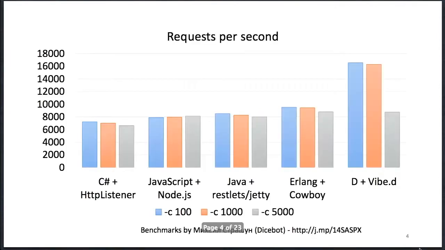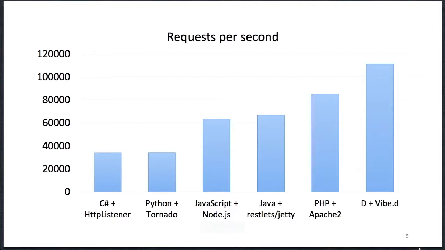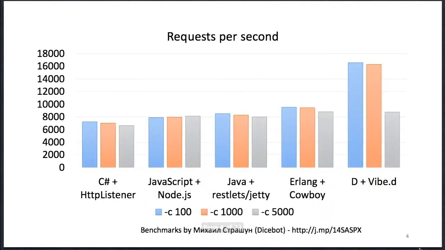Well, I would say this is one reason. These benchmarks were conducted by a member of the D community, Mikhail Strashun, aka Dicebot. He asked me to include a very big disclaimer that he ran into some problems when performing these benchmarks, so please take this with a grain of salt. Well, to me it looks like the winner is visible regardless of any possible problems. I took the liberty of running some benchmarks myself, and these are my results. You can see D in the last column, before and after. This is the vibe.d framework, which I'll cover.